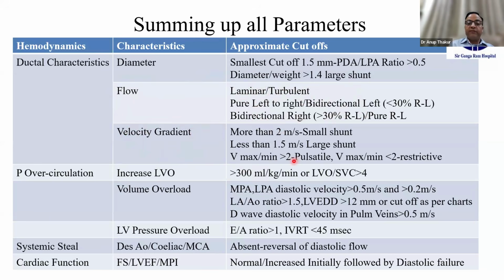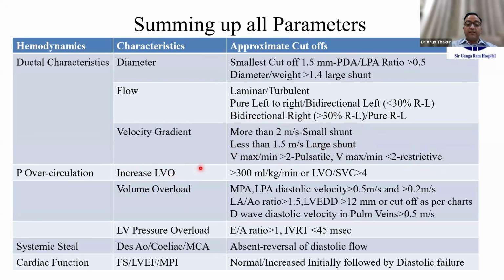So if the diastolic velocity is half of systolic, then it's a pulsatile duct. If there is less difference between the diastolic and the systolic velocity, then it's a restrictive duct. Restricted ones are more likely to close, pulsatile ones may cause problems. Similarly, if it's a high velocity duct, if the peak velocity is more than 2 meters per second, then it's a small shunt. I won't be much worried. But if it's a low velocity duct, less than 100 centimeters or 150 centimeters per second, then it's a large shunt. Again, it could be hsPDA.